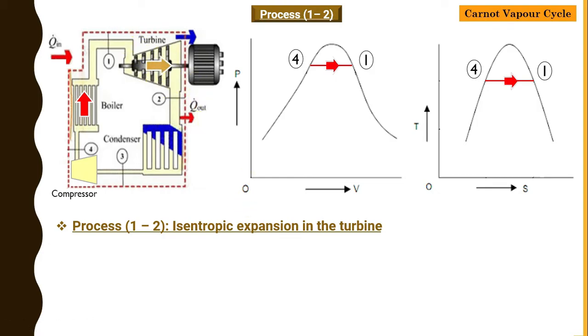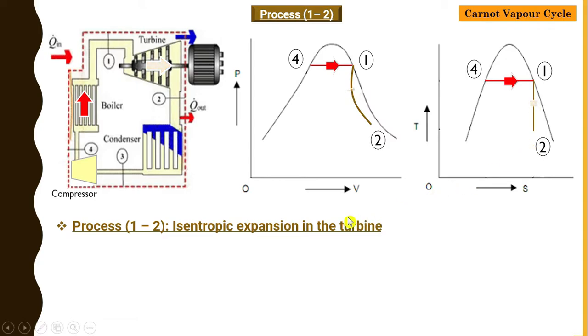Now let's see this process on PV and TS diagram. So there is process 1 to 2 here, that is a curve on the PV diagram, and on the TS diagram it is a vertical line process. Isentropic process means entropy is considered constant. So on the TS diagram we can see the vertical line, so the 2 points have the same entropy.